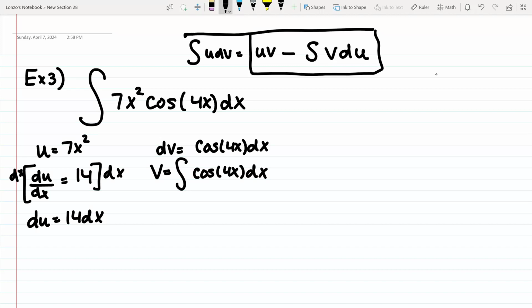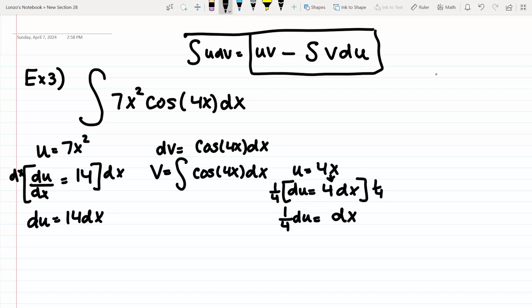And how do I take the integration of this? You're going to use substitution. So I'm going to set my u as 4x, and then my du would be 4 dx. Since I don't have a 4 anywhere here, I have to get rid of this 4. So to do so, I'm going to multiply both sides by 1/4. So this is going to be 1/4 du, and then 4 dx times 1/4, that's just dx. Okay, so v equals the integration of cosine, and then replace 4x with u. And then I'm going to replace dx with 1/4 du.